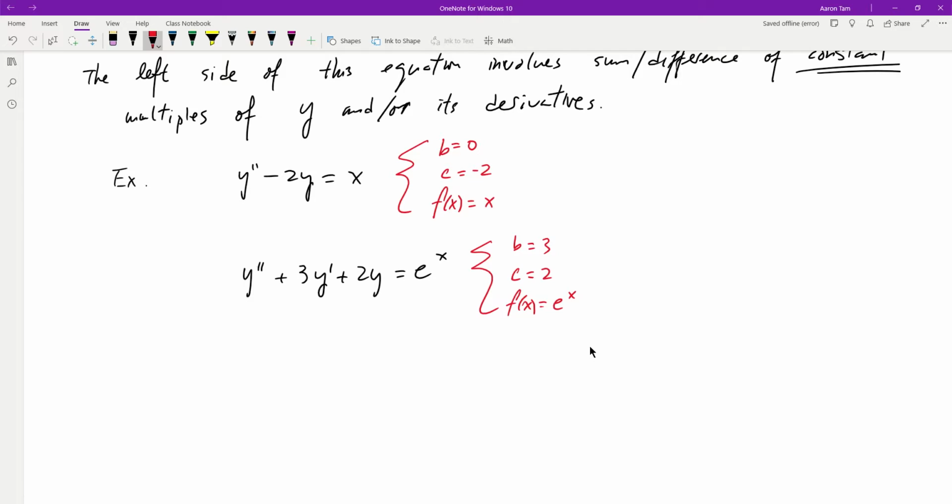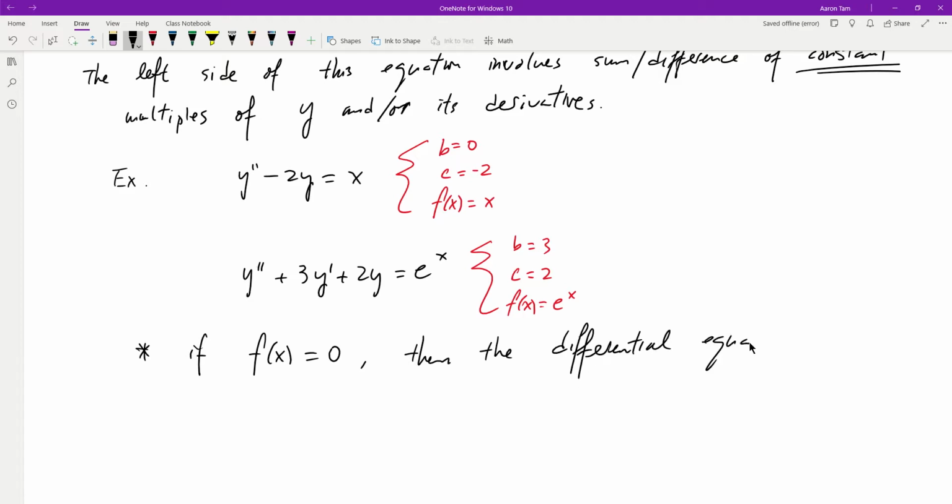If you want to write it down for yourself, you can. They are also referred to as non-homogeneous because f of x is not 0. Something important to pay attention to is that if f of x is equal to the 0 function, then the differential equation is called homogeneous.